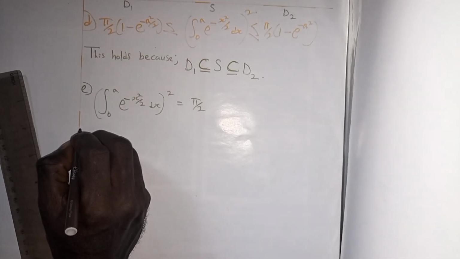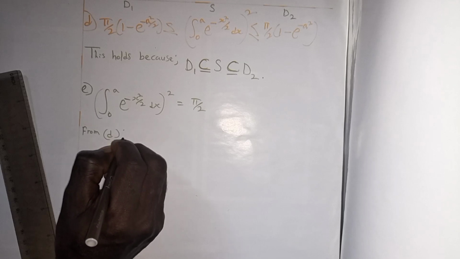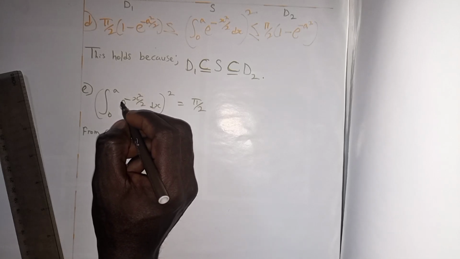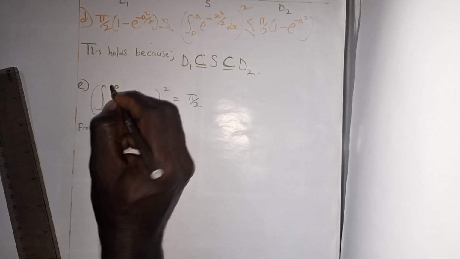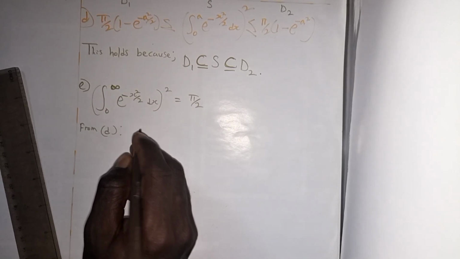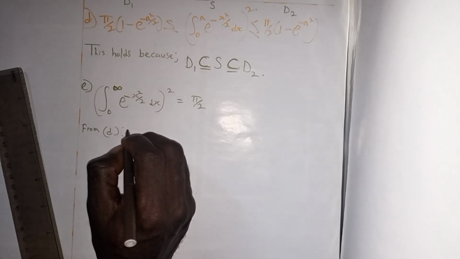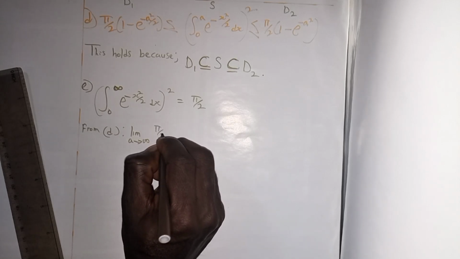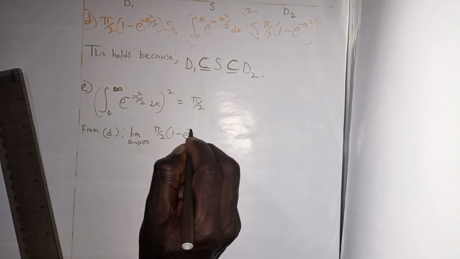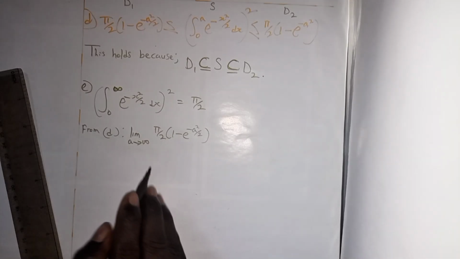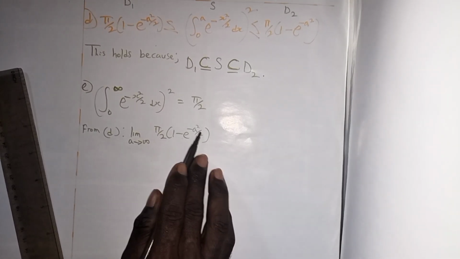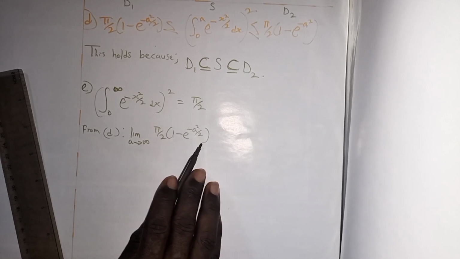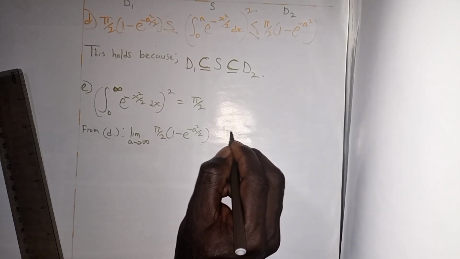And we know that in D, all we just need to do is, sorry, I think this is infinity, not a. So from our answer in D, all we just need to do is take the limit as a tends to infinity of pi over 2 times (1 minus e to the negative a square over 2). When we take this limit as a tends to infinity, this exponential to the power negative infinity will give us 0. So we are going to have 1 minus 0, which is 1, then pi over 2 times 1, which is pi over 2.